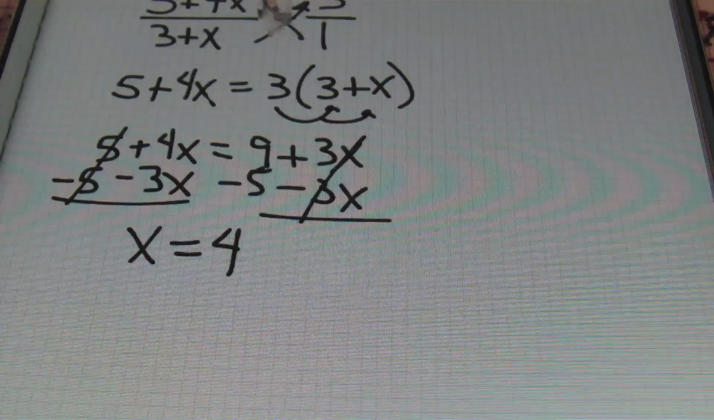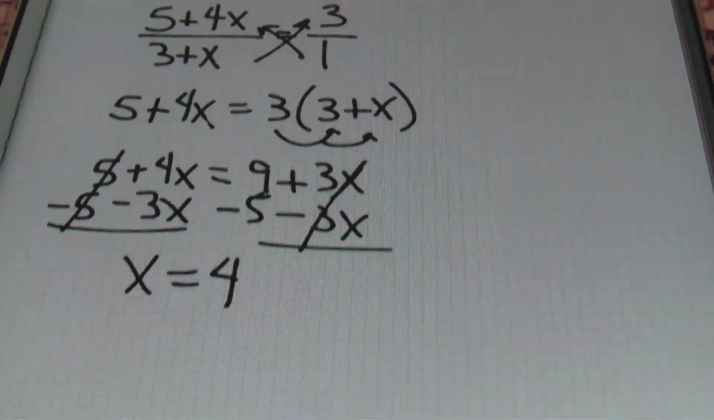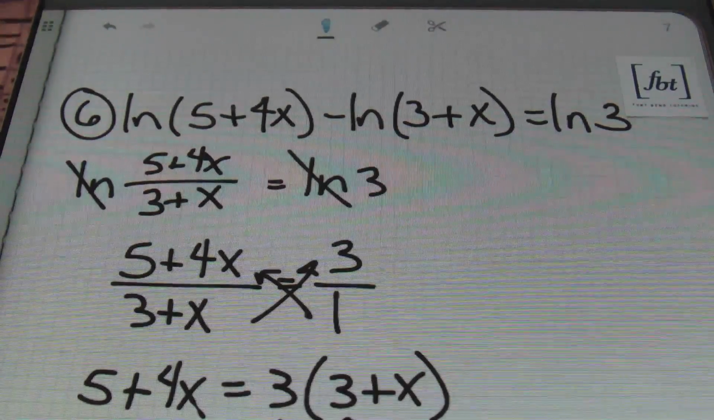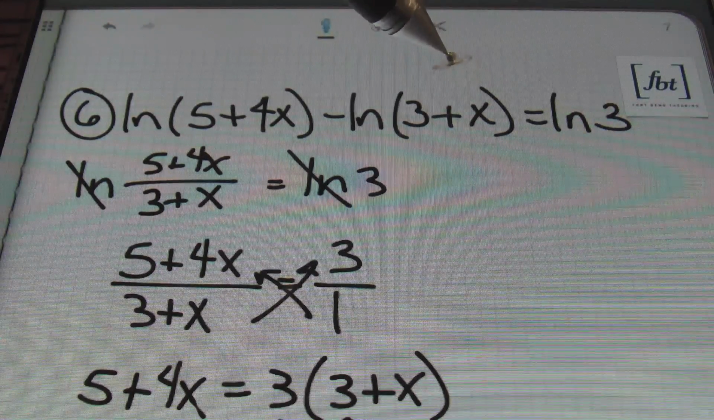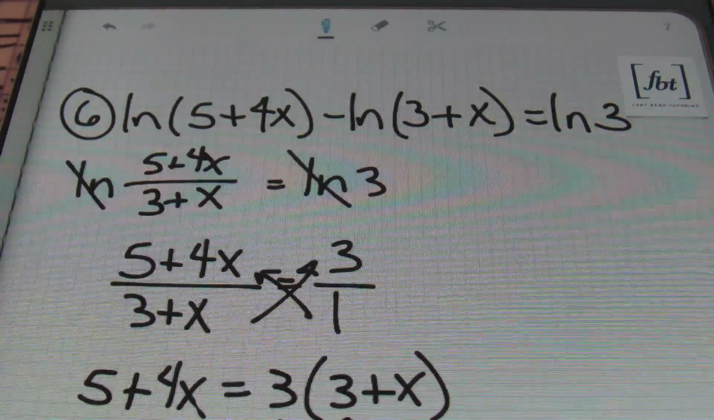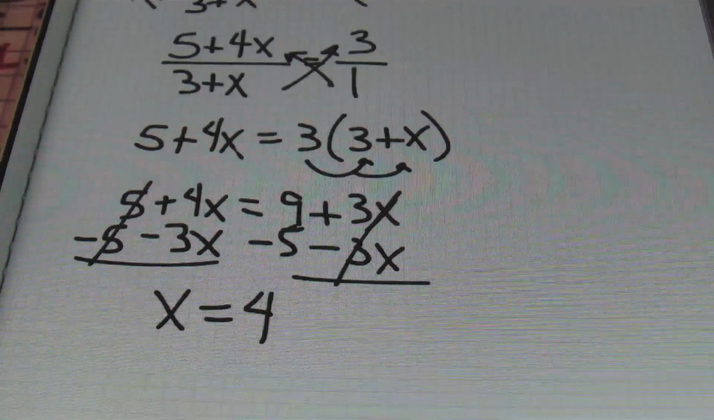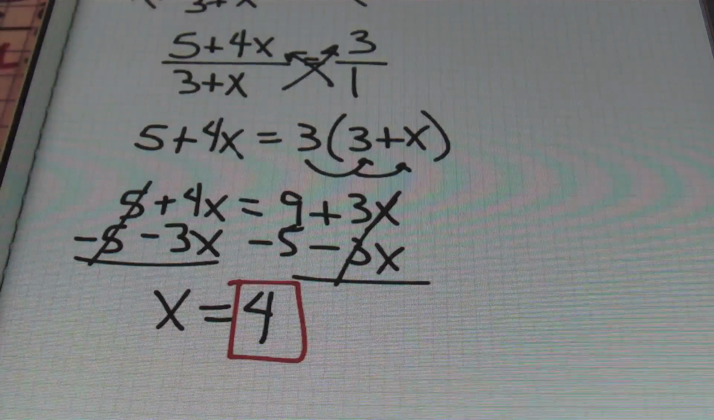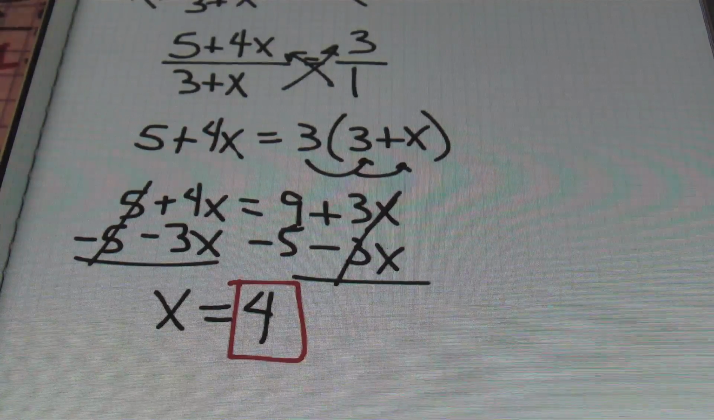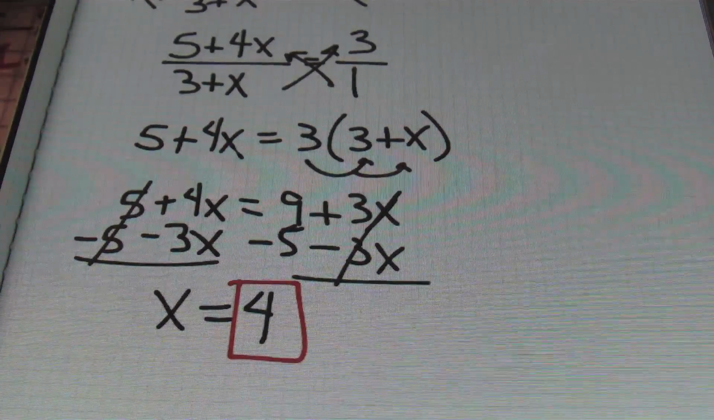So the question is, does 4 violate the domain for a logarithm? Let's see. Plugging in 4 here, that's going to give me a positive value, so that's fine. Plugging in 4 here is a positive value, so we're good to go, ladies and gentlemen. That means that x equals 4 is the solution. No extraneous solutions here. 4 is the answer. Got a red box around it. All right. Let's move on.